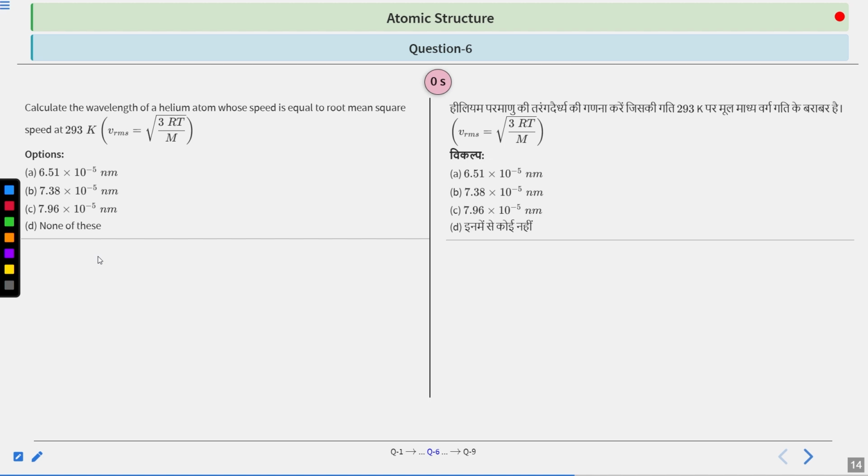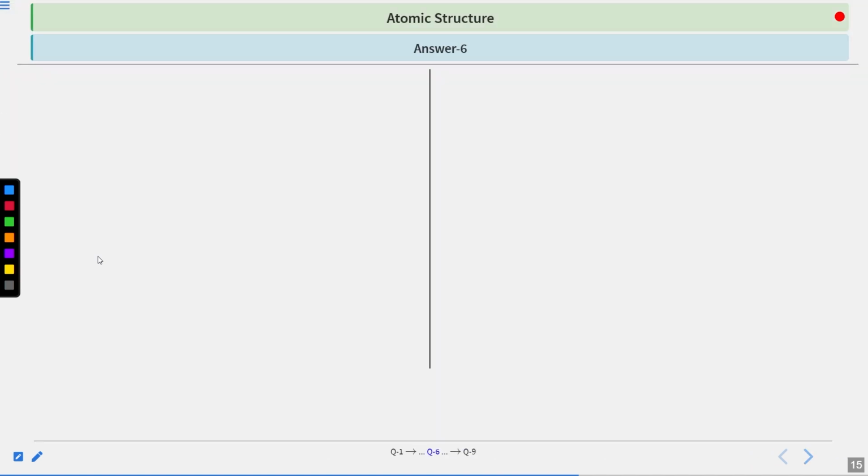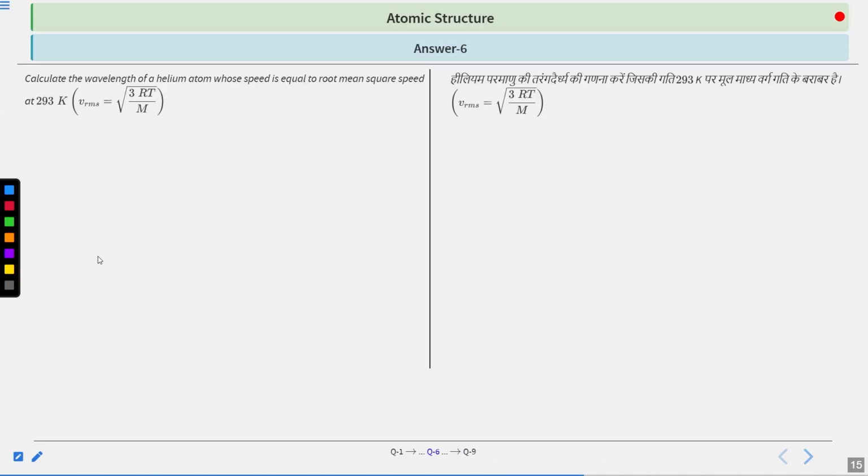Okay, now let us see the solution. First of all, if you try to understand this question, you are being given two things. The first thing given is the formula, and you are given the temperature. So you have to calculate the wavelength of the helium atom whose speed is equal to the root mean square speed. Let us see how we can solve it.